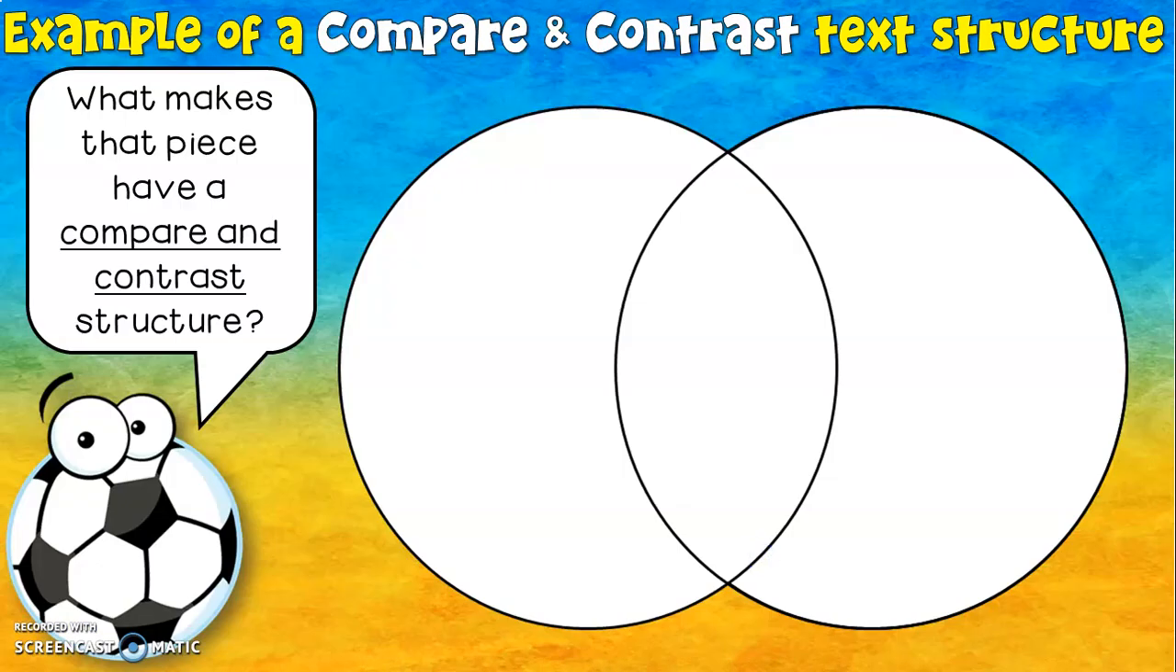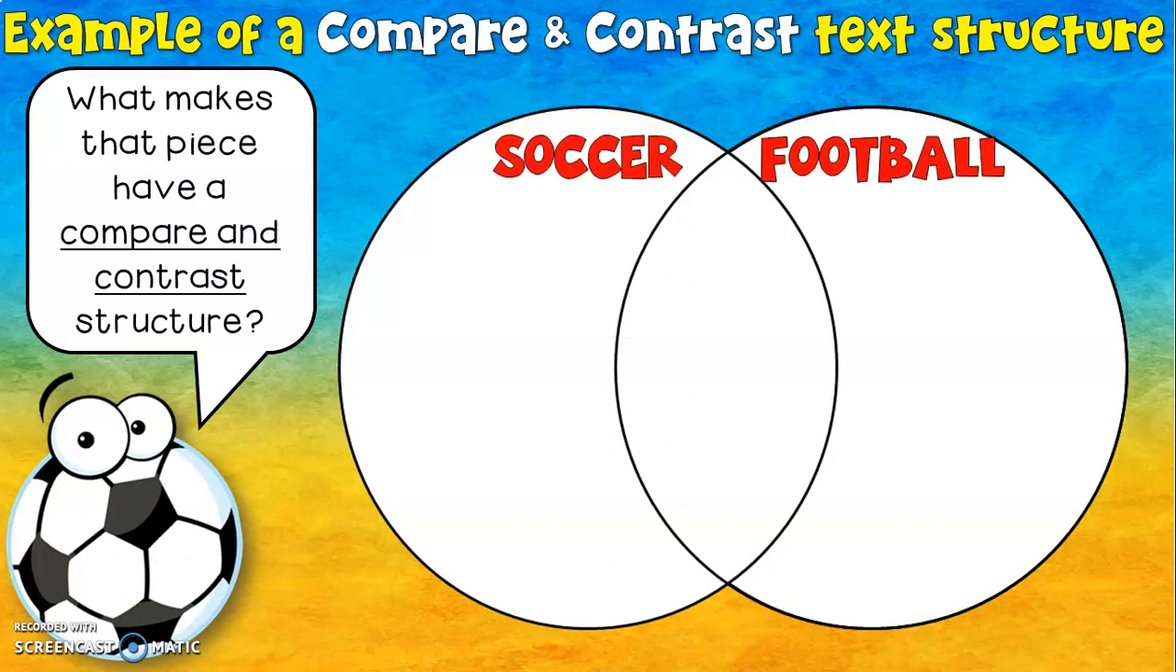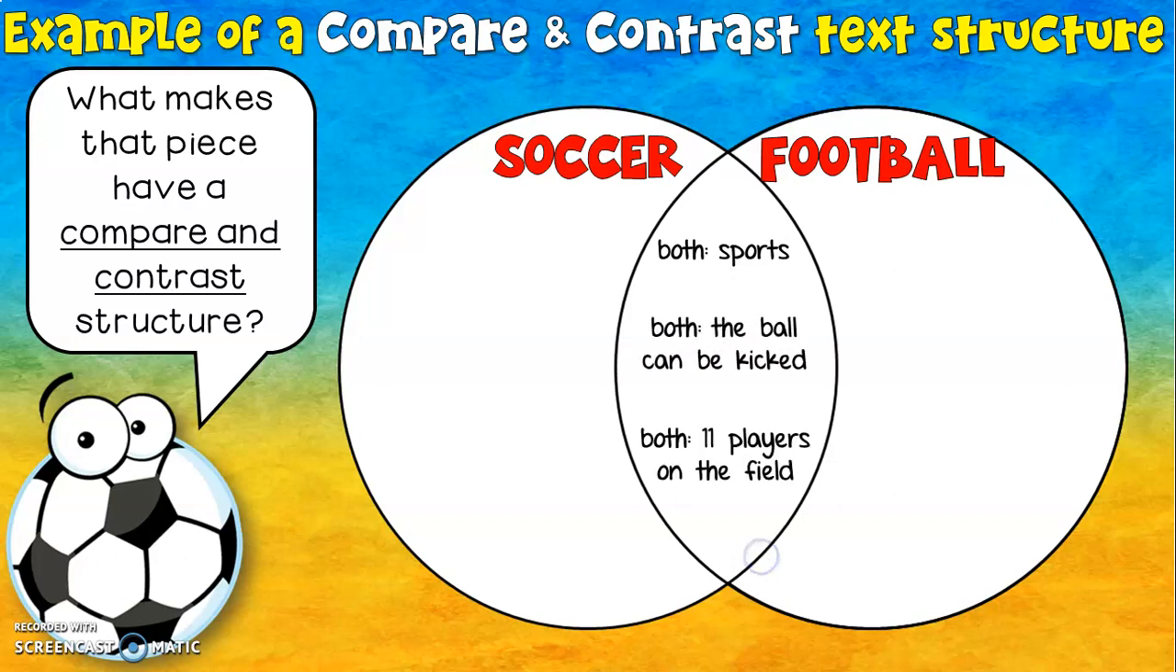So what did you see in that text that shows me it has a compare and contrast structure? Well, let's see. What's our first topic? Soccer, and our second topic is football. They are both sports, so they are alike in that aspect. In both, the ball can be kicked, and both have 11 players on the field.